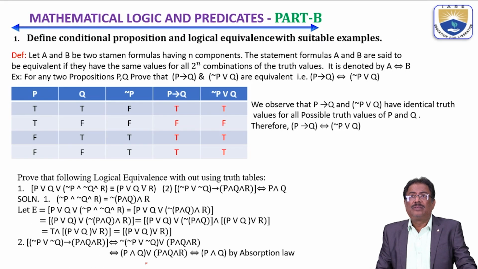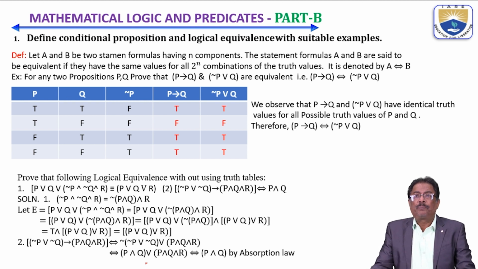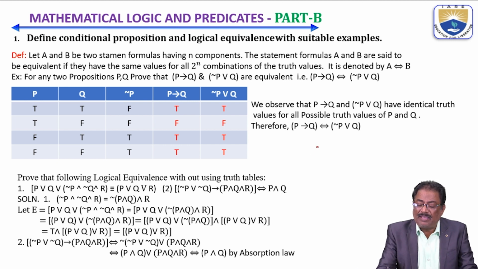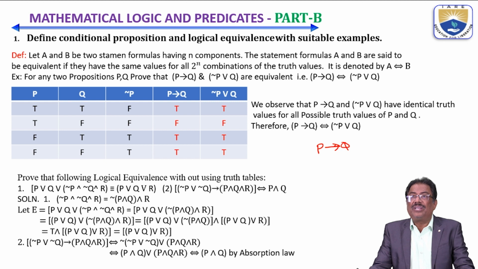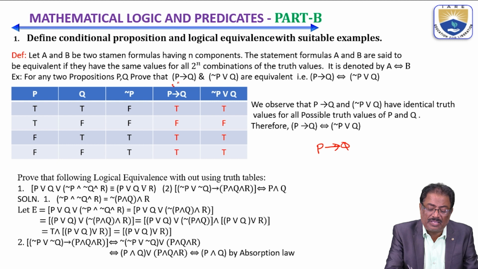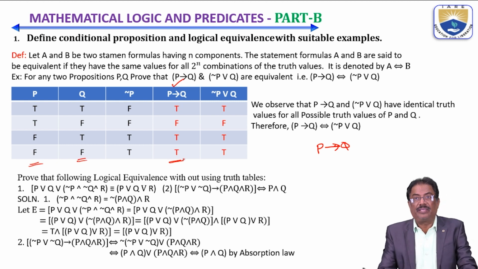So let us go for another problem. Define a conditional proposition and a logical equivalence with suitable examples. So what is a conditional proposition? If P is a proposition and Q is a proposition, then if P then Q is known as a conditional proposition. The conditional proposition truth table is given here.